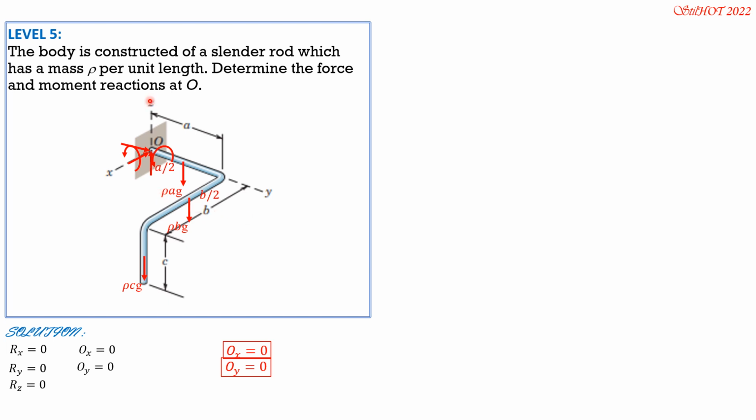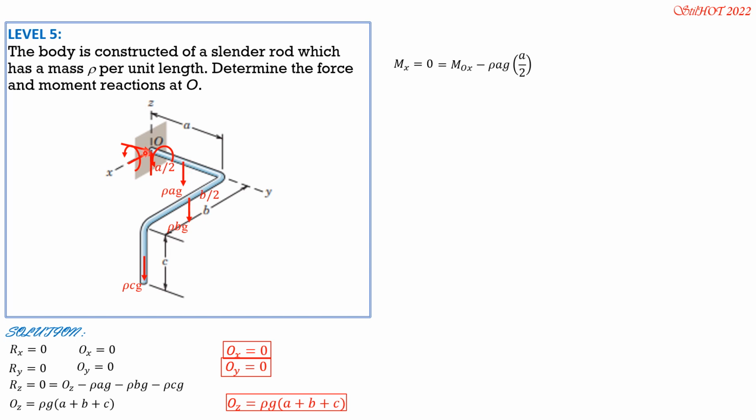So we have minus Oz minus rho AG minus rho BG minus rho CG. So Oz is equal to, factoring out rho G, rho G times quantity A plus B plus C. So for Oz, that's rho G quantity A plus B plus C.